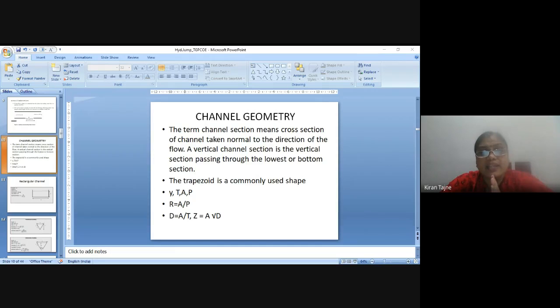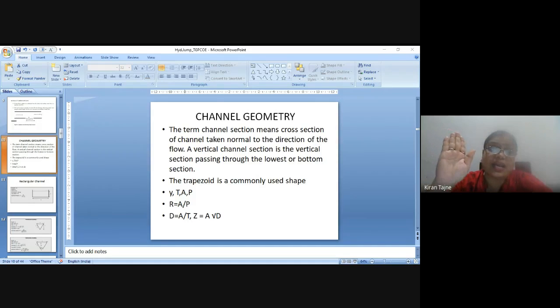Then A is the water area, which is the cross-sectional area of flow measured normal to the direction of flow. As I have told you, it is a vertical cut normal to the direction of flow. Capital P is called the wetted perimeter, which is the length of the line of intersection of the channel wetted surface with the cross-sectional plane normal to the direction of flow.